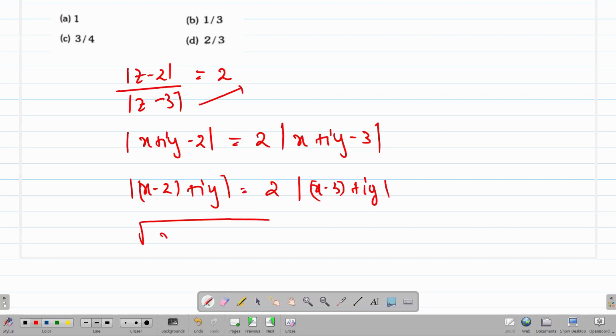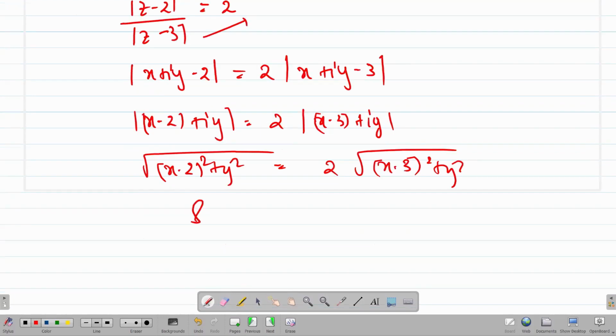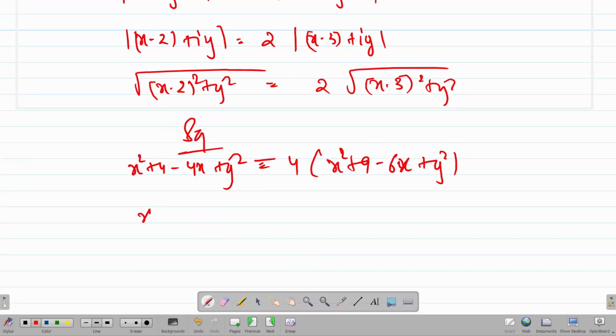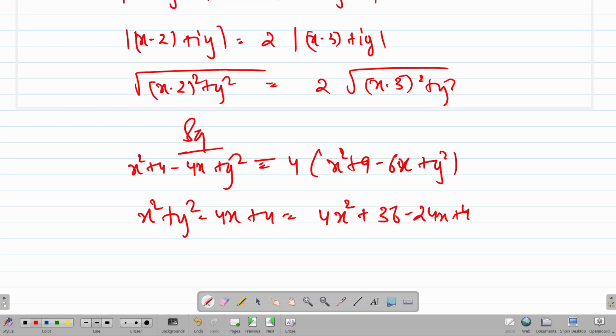After taking mod, this is (x minus 2) whole square plus y square. Here I get (x minus 3) whole square plus y square. Squaring both the sides, we get x square plus 4 minus 4x plus y square is equal to 4 times (x square plus 9 minus 6x plus y square). Further solving, we get x square plus y square minus 4x plus 4. On the RHS, I have 4x square plus 36 minus 24x plus 4y square.